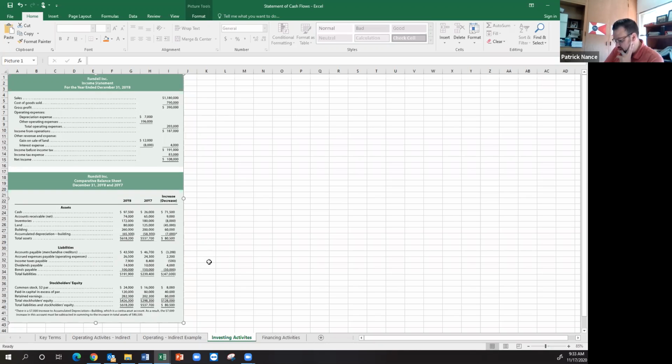On October 12th, we purchased land for cash of $15,000. That would be a cash outflow. So overall, what this represents, we have a cash inflow. And by the way, those two things make up the entire difference of the $45,000 change, a $45,000 decrease.